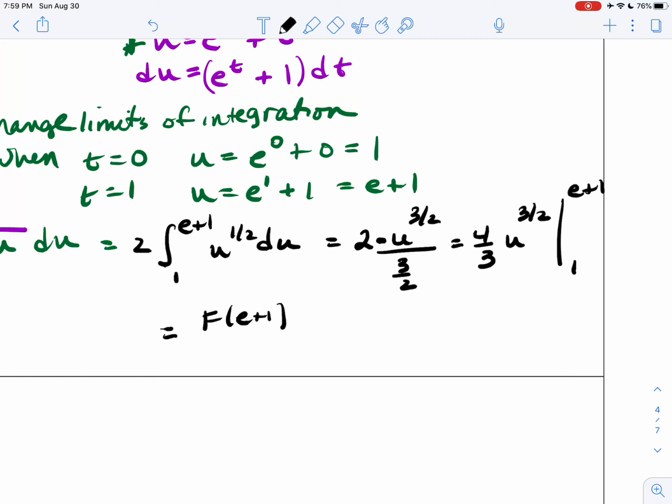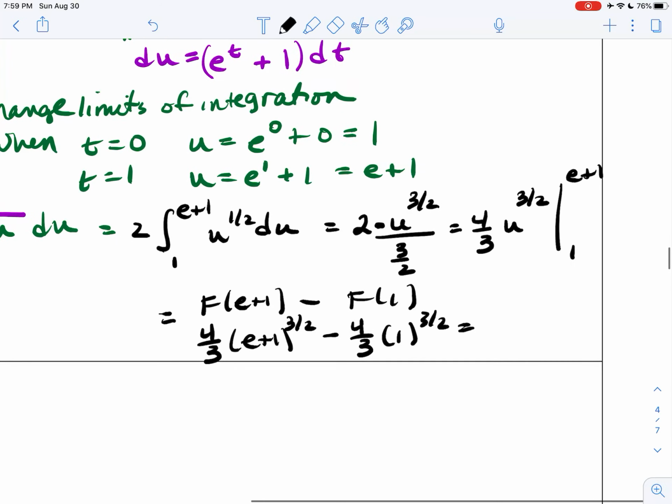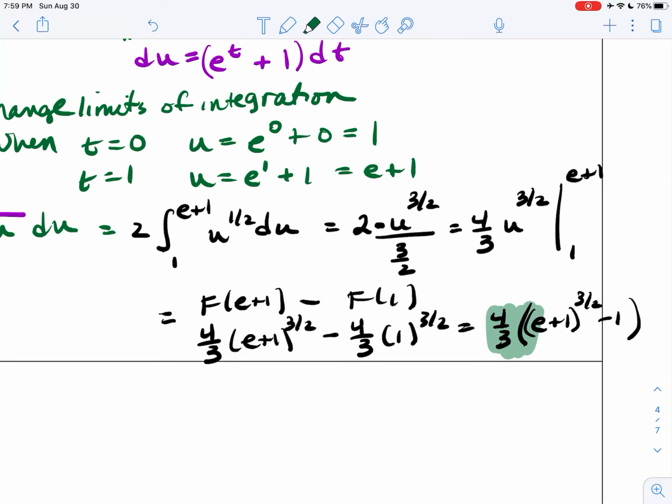So in using my F of e plus 1, take away my F of 1, I end up with 4/3 times e plus 1 to the 3/2, take away 4/3 times 1 to the 3/2, and that's just going to give me 4/3 times e plus 1 to the 3/2, take away 1. And that's my answer there. Good.